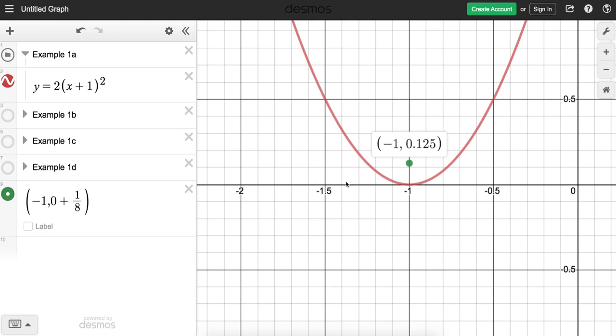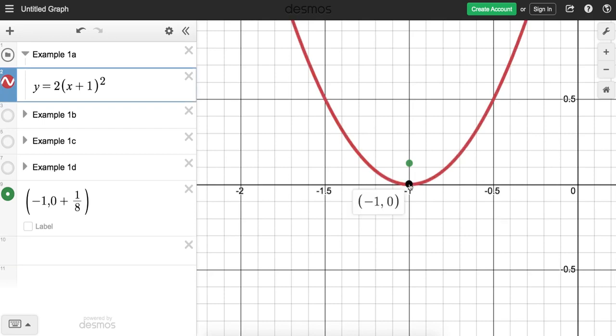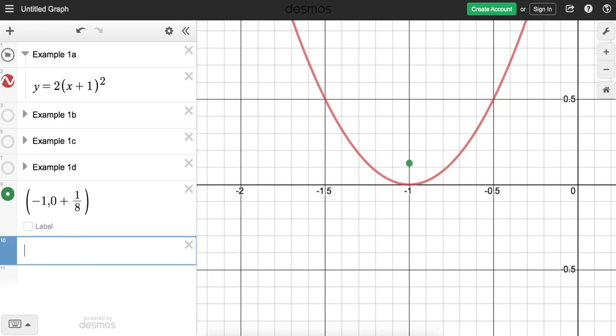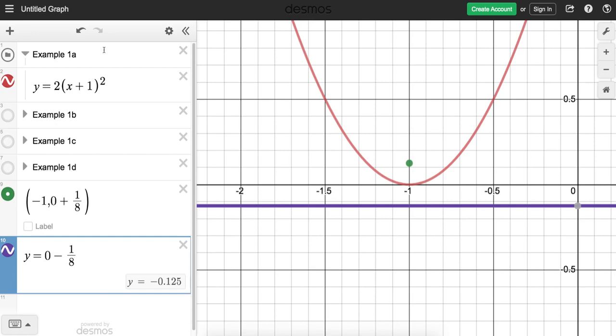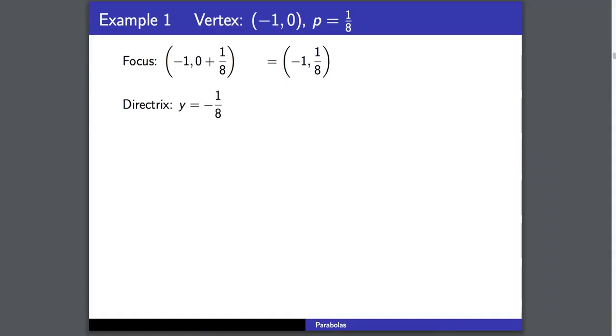Now for our directrix line, if we went up to get the focus point, if we added 1/8 to the y-coordinate of the vertex to get the focus point, we're going to subtract 1/8 from the y-coordinate of the vertex to get the directrix line. So once again, our vertex is at negative 1, 0. We want to go down 1/8 of a unit. So y equals 0 minus 1/8 is going to be our directrix line, and 0 minus 1/8 is y equals negative 1/8.